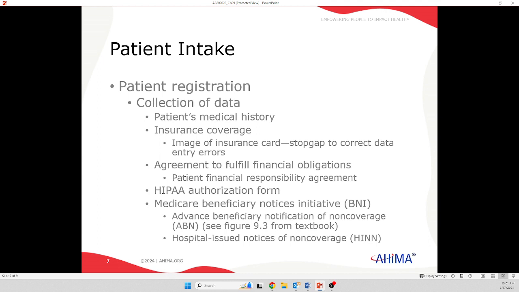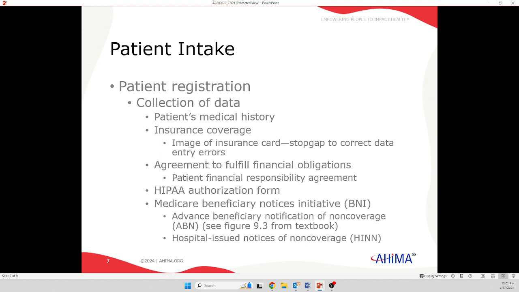So we usually get an image of their insurance card. That way, if we need to correct any errors, a lot of times we'll go ahead and get a copy of their picture ID. That confirms their identity, and it's also a way to prevent insurance fraud. We do get a HIPAA authorization form that allows us to claim that service for their insurance. That allows us to send that health information, that private information, so that we can file a claim for them.